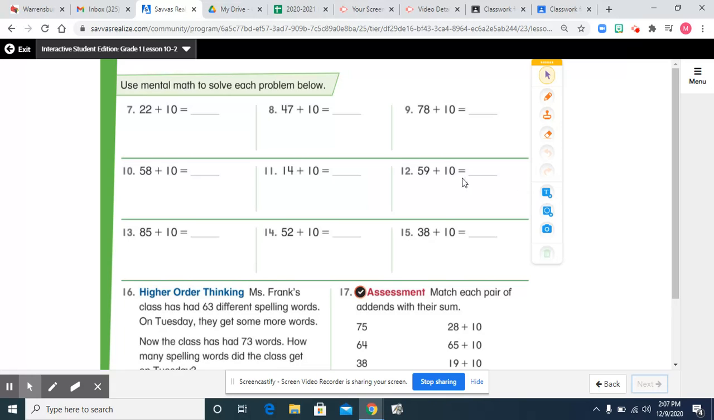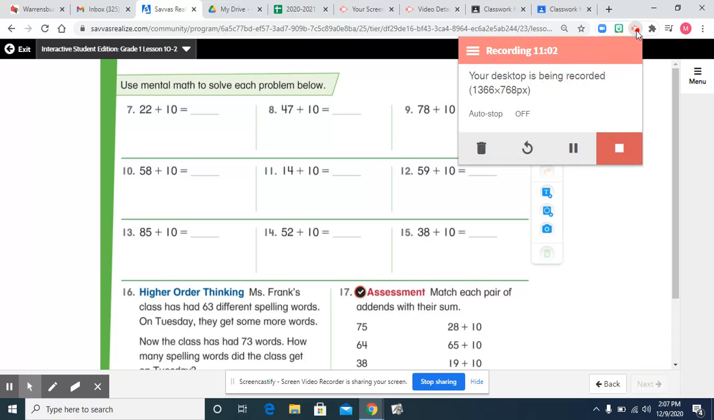When you're done with your workbook pages, you need to do the quick check on the Savas website. Please do not forget to do those. I don't want you to get behind.